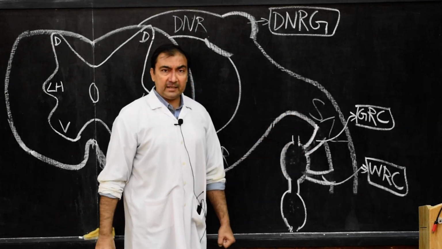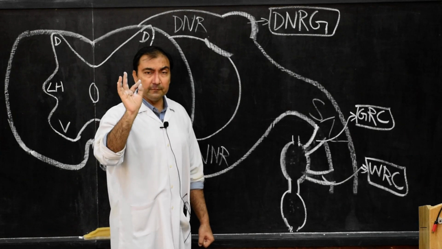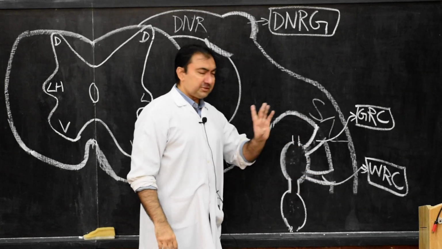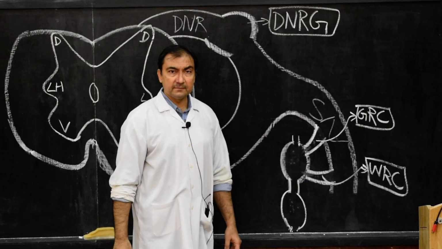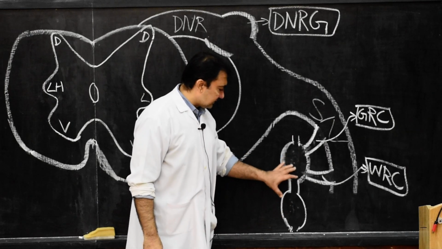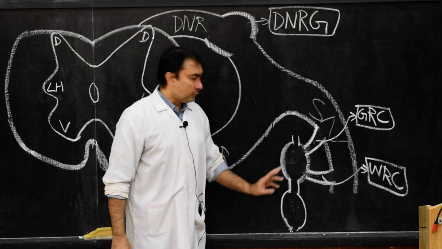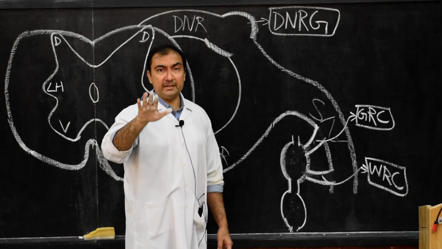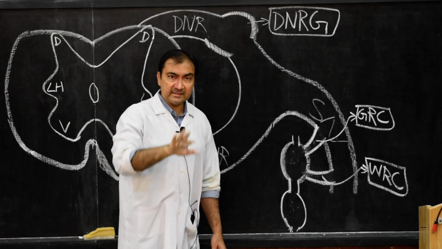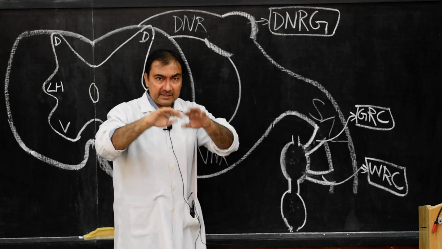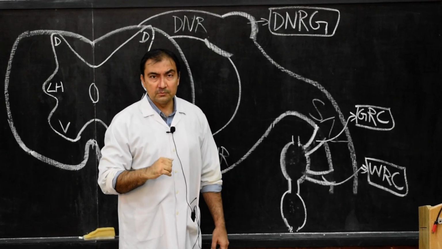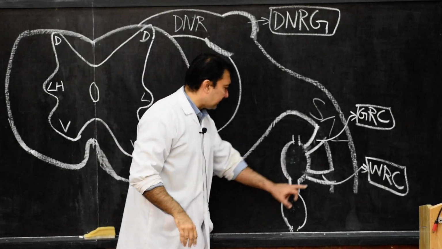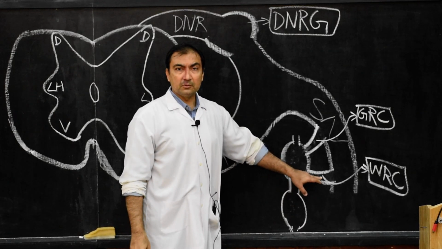And the last point about gray and white ramus communicants, this is the basic fundamental. You need to remember this. The white ramus communicants will communicate the lateral ganglia, that is the thoracic sympathetic ganglia, with the spinal cord across T1 to L2 spinal nerves only. That means all the spinal nerves, in simple language, from the T1 segment till the second lumbar segment will be connected to the lateral ganglia through the white ramus communicants.